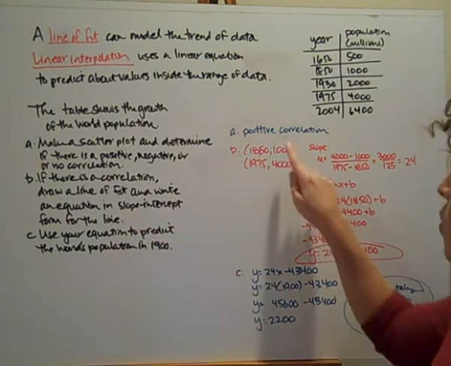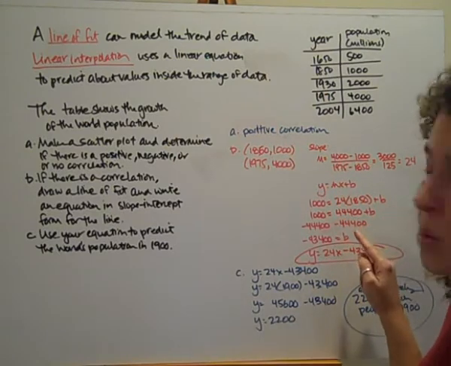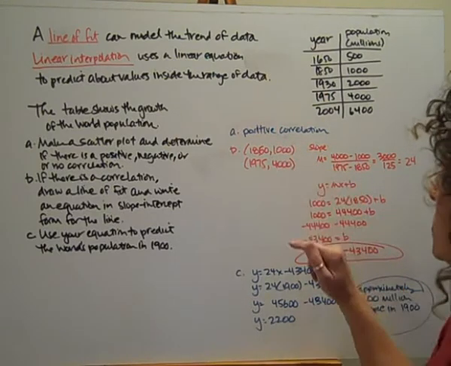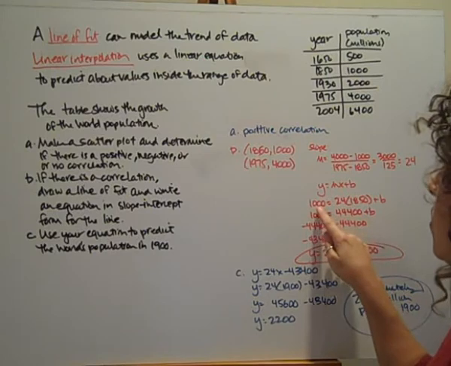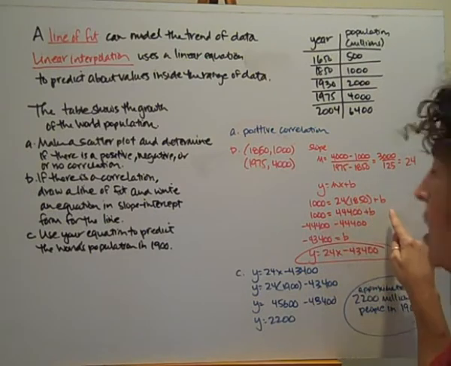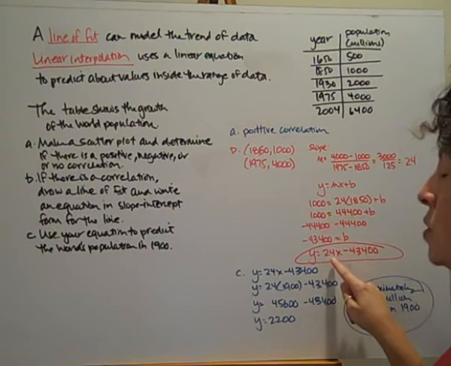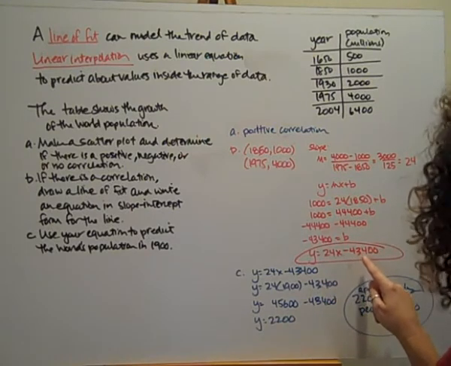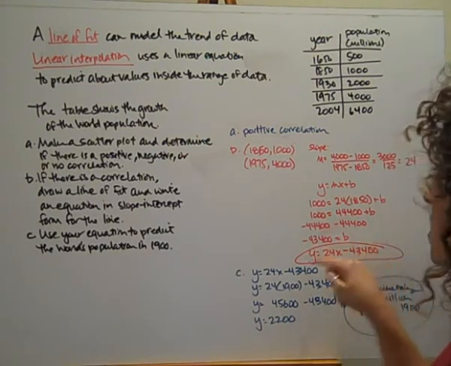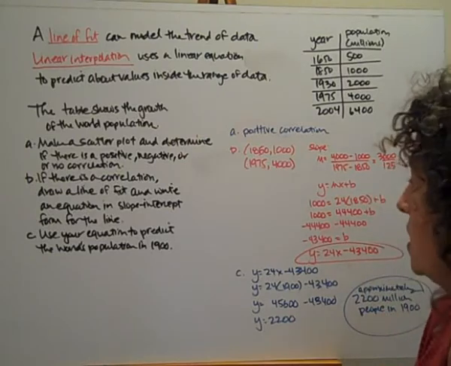Slope-intercept form, I'm going to plug in one of these points. Again, we can use either one, totally up to you. I just use the first one. I'm going to plug in the y value, my slope, and my x value to try to find my y-intercept. So I do the math. I come up with y equals 24x minus 43,400. All right, so there's my equation for this particular line.